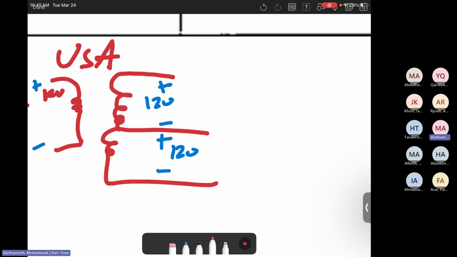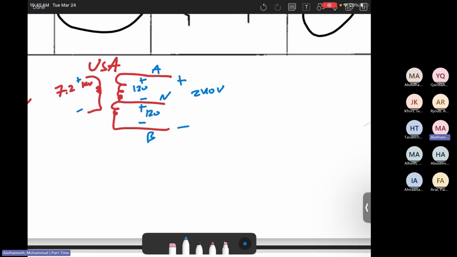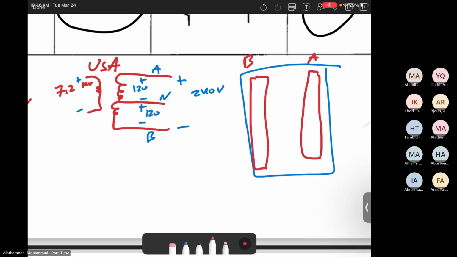Then three lines will go inside the home. Then you will see three voltages. So here is phase A, this is a neutral, phase B, and here 240 volts. Then in the breaker panel, you will see, here is the breaker panel. You will see this is for phase A. You will see this is bar for phase B, and this is for the neutral.